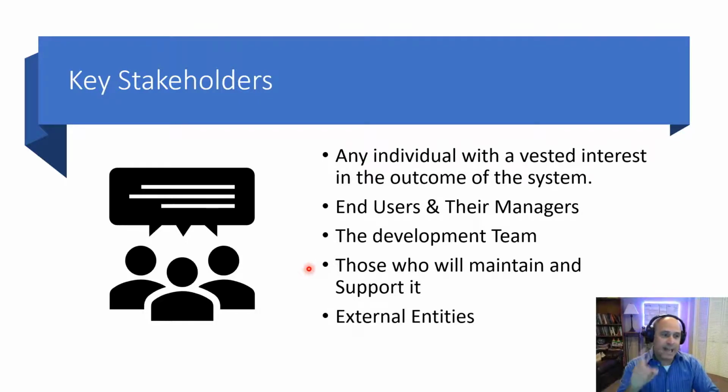Then finally, the last one to consider are external entities. These are external facing organizations and users. These could be suppliers and vendors and partners and cloud companies and things like that. There could be a lot of external agents that have a say in what happens with the system and how it ends up getting developed.